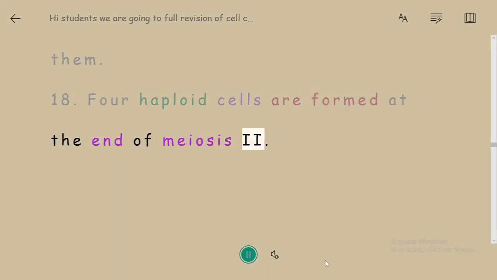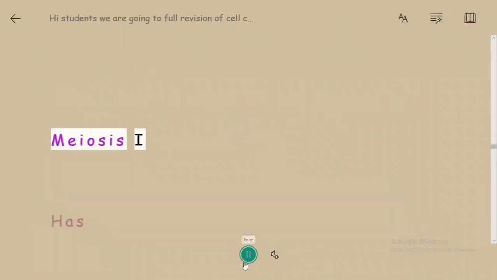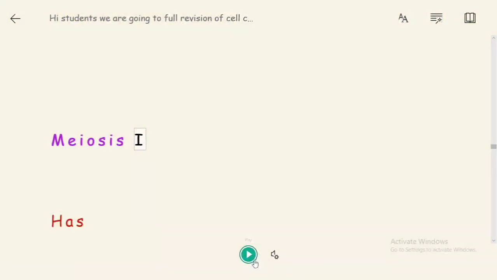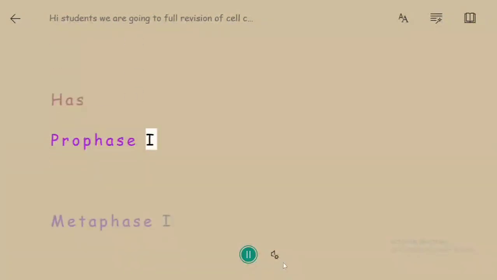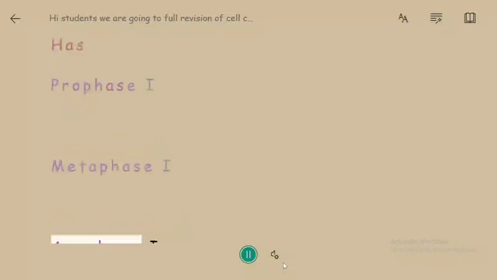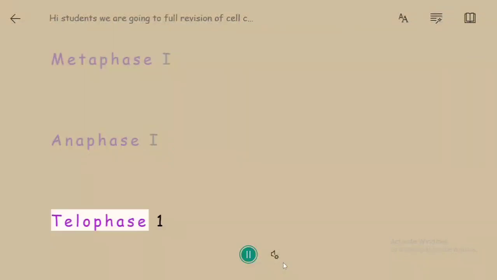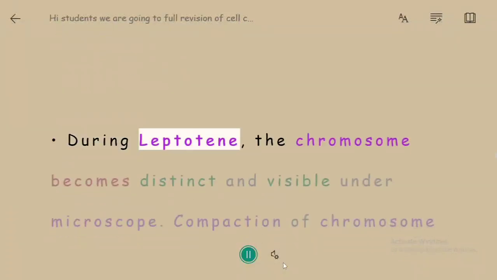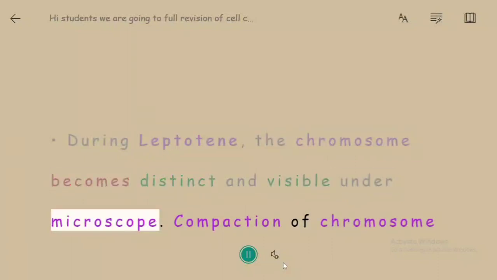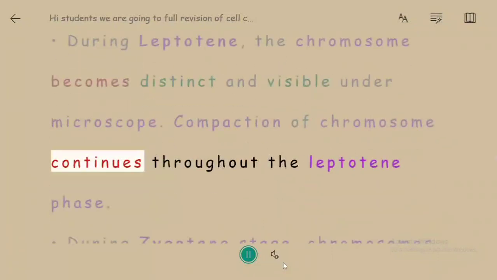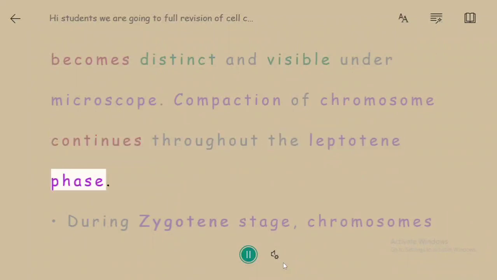Meiosis 1. Meiosis 1 has prophase I, metaphase I, anaphase I, telophase I. During leptotene, the chromosomes become distinct and visible under the microscope. Compaction of chromosomes continues throughout the leptotene phase.